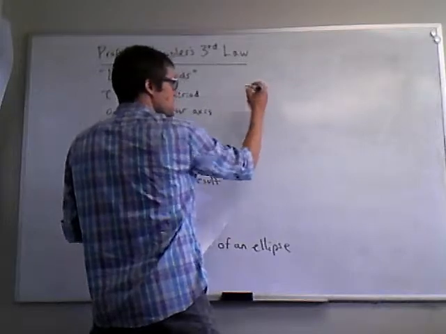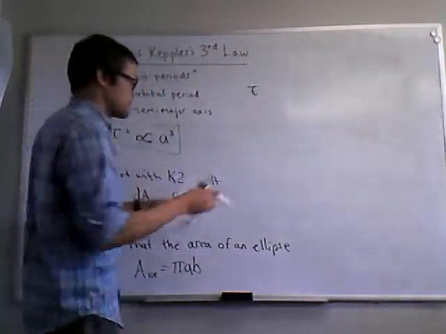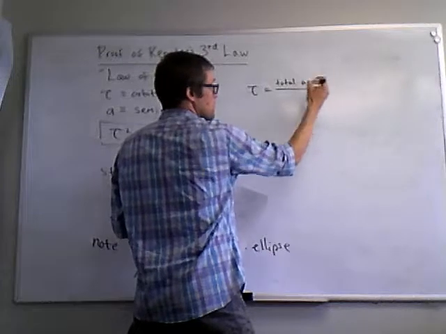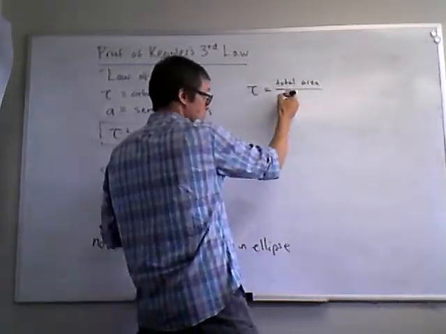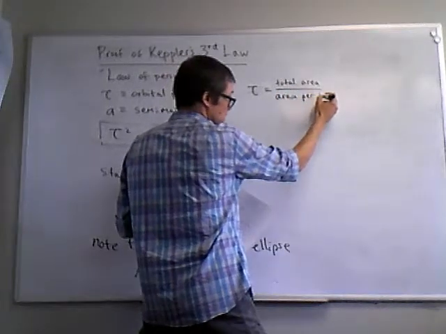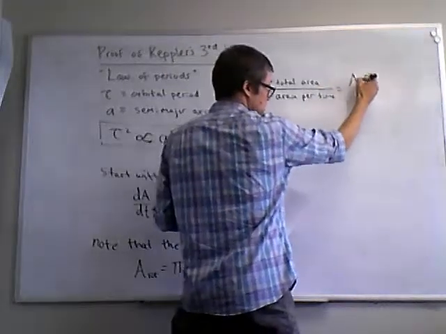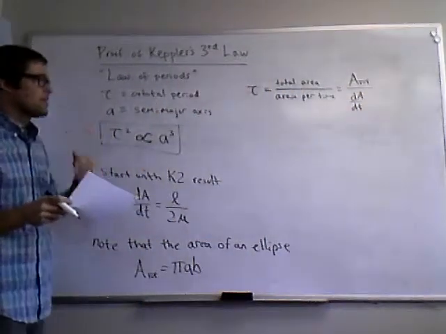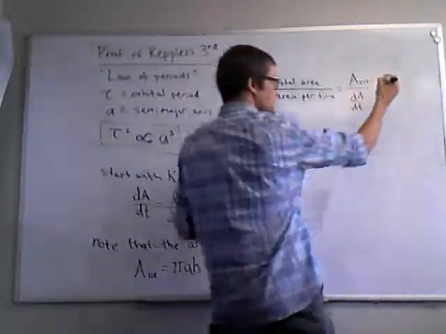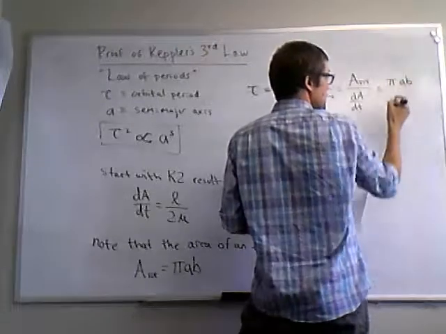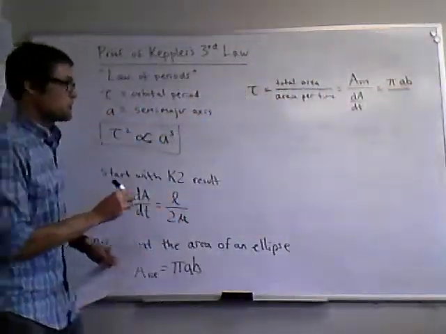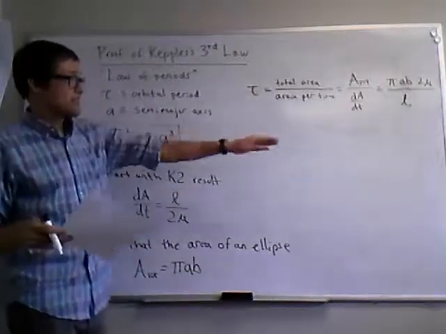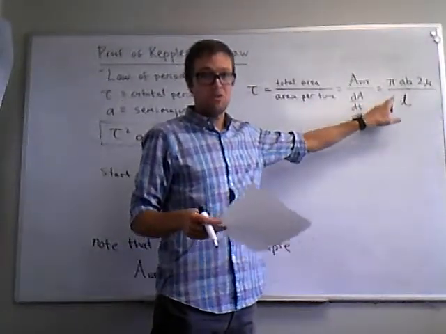So we can define the orbital period by just taking the total area of the ellipse divided by the area per time. So the area per time, right? I'm just going to take this A total and divide it by dA/dt. That's how long it takes for the whole orbit to complete. So that is pi a b divided by L over 2 mu. So that is the time required to complete one full orbit, right?